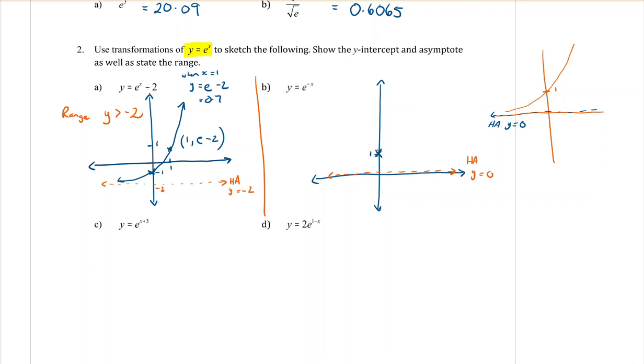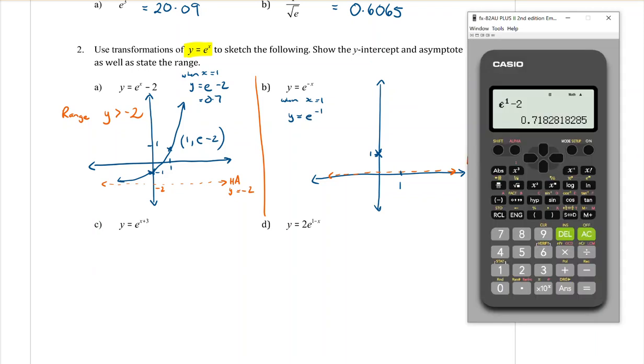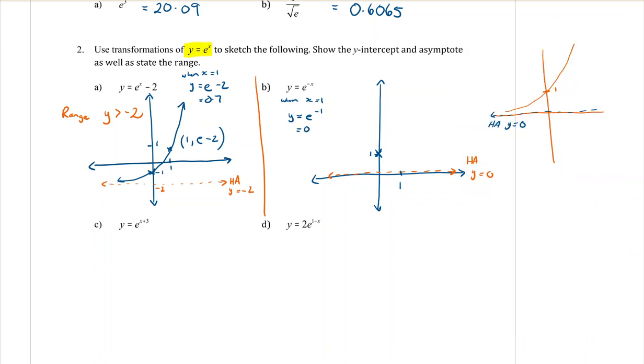Okay, so that is unchanged from the original graph. Let's check what happens if we sub in another value. So let's sub in x is equal to 1. When x is equal to 1, I get y equals e to the power of -1. Now, as a value, e to the power of -1 is equal to, let's say, 0.4. We really can't be any more accurate than that on our graph anyway. So at 1, 0.4 would be about there.